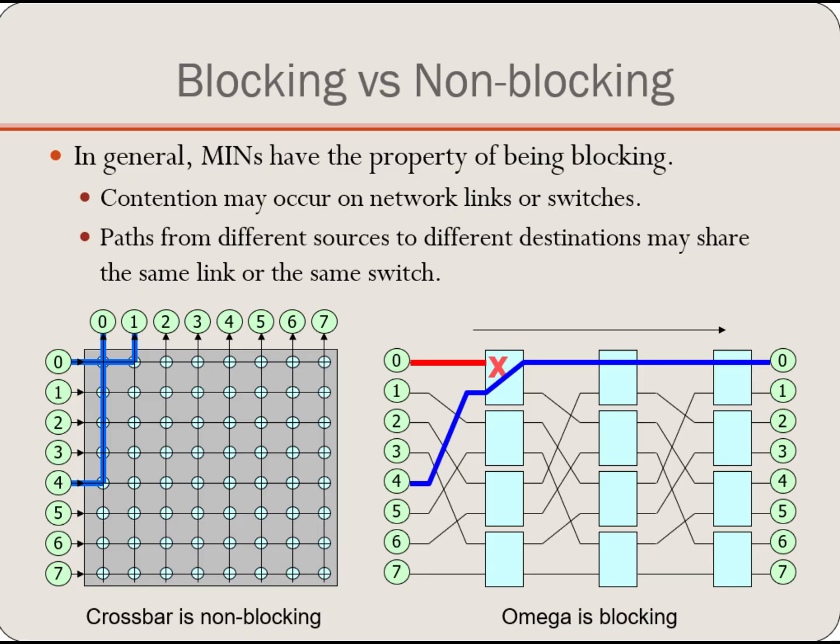But there's only one path for any source and destination. There's only one path. Okay? There's no other way between node 0 and node 1. The only path is something like this. So that's why the routing is simple. Very straightforward.